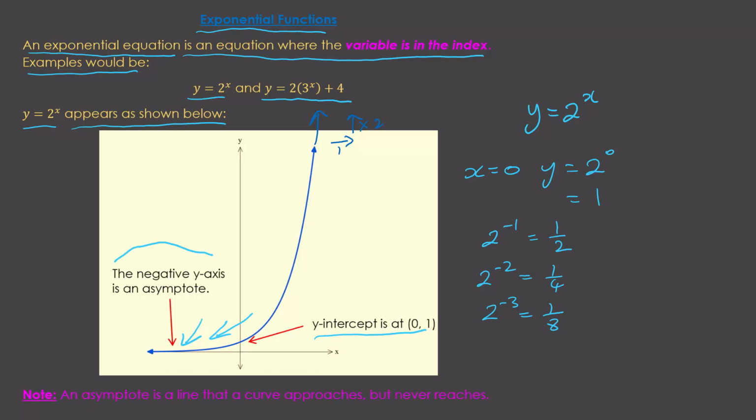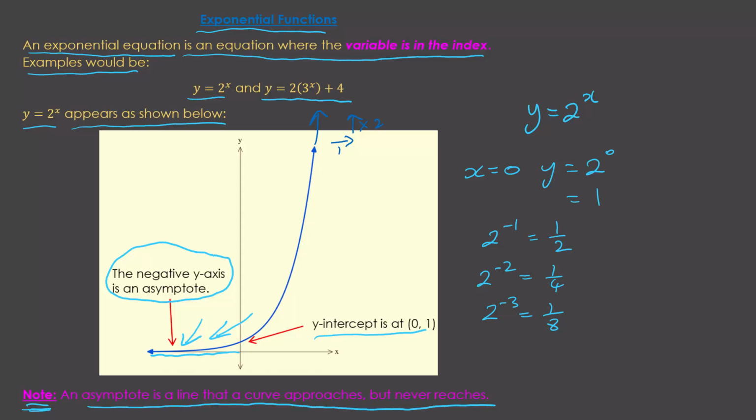And that leads us to the concept of an asymptote. The negative part of the x-axis is a line that this curve will get closer and closer and closer to, but it will never ever get there. And that's the note that we've got here. An asymptote is a line that a curve approaches but never reaches.